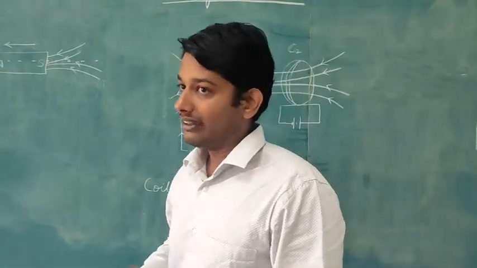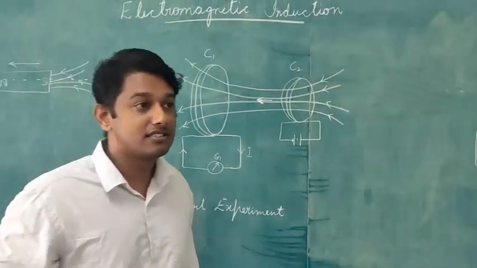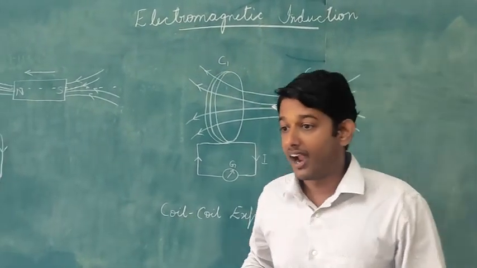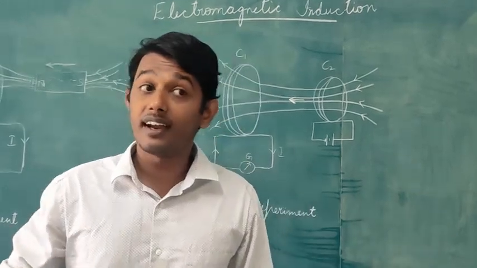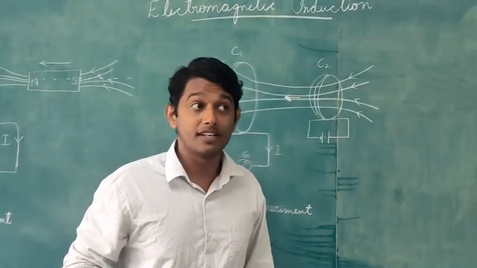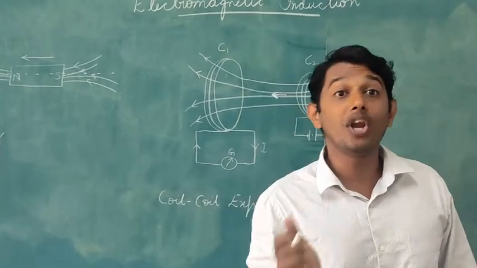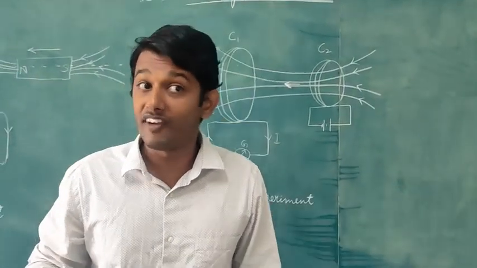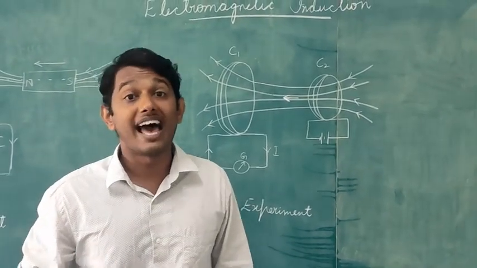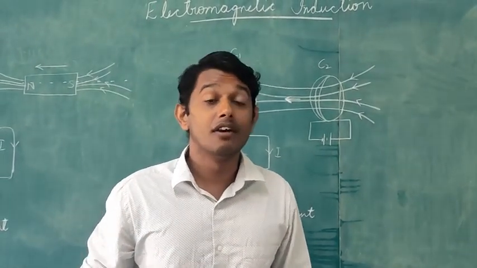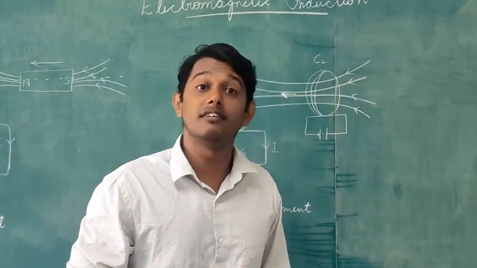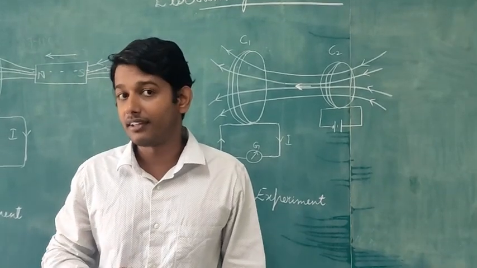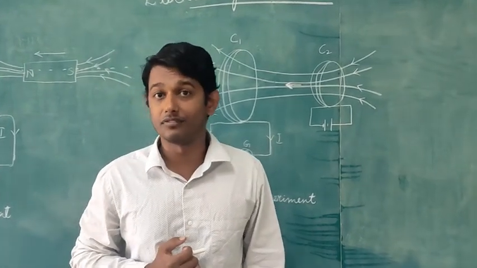After that, in the next century, that is in the 19th century, Faraday and Henry conducted a series of experiments to discover the converse effect. That is, a varying magnetic field could produce electricity. This was the converse of the effect which was already discovered by Ørsted and Ampere.